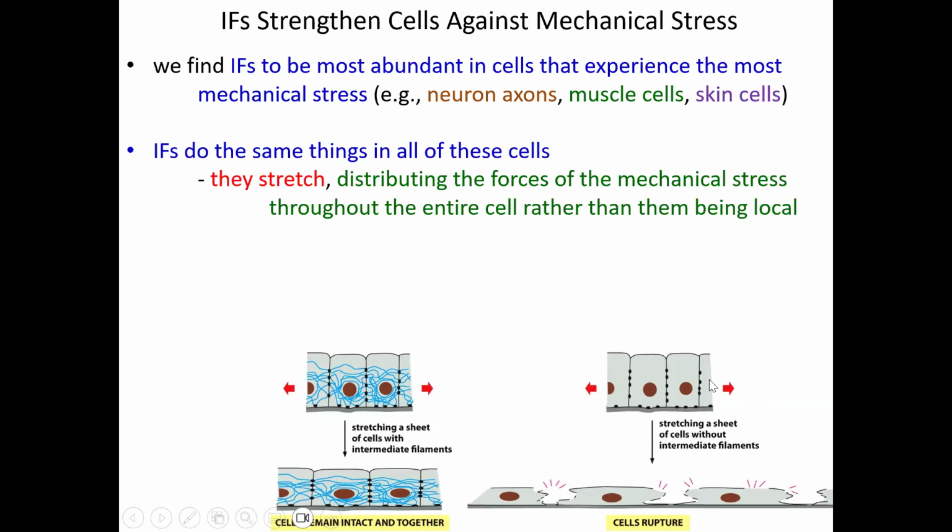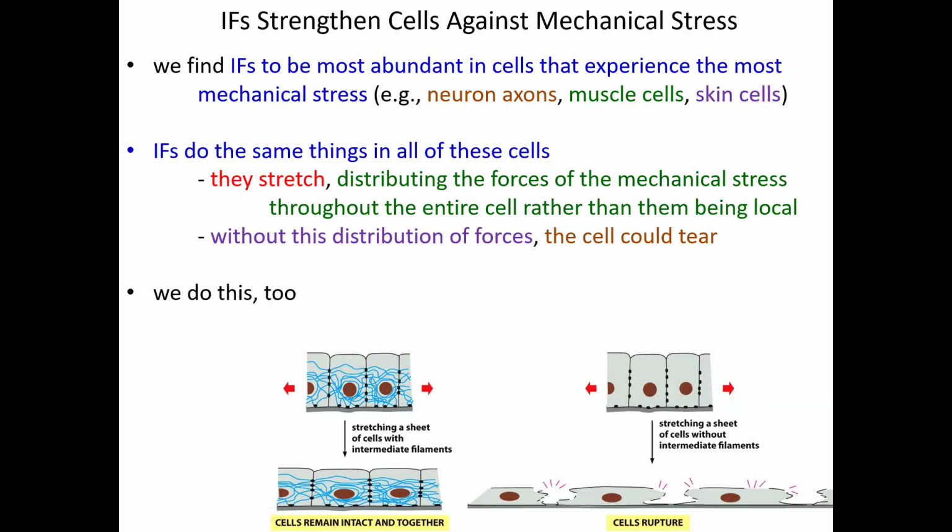So if you were to stretch a bunch of cells without intermediate filaments, they would break. I mean, what's holding them together? But if you load those cells with intermediate filaments that are anchored to the nucleus and anchored to the cell membrane, now the tissue, the collection of connected cells, can stretch and not snap. That's the tensile resistance. Without the distribution of forces that intermediate filaments give, cells tear.